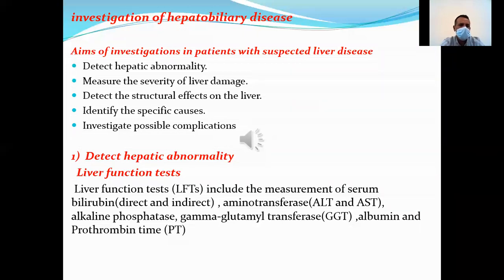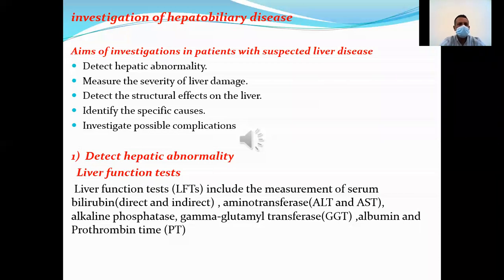So our aims of investigation of patients with suspected liver disease: firstly, detect hepatic abnormality. We need tests to detect whether the liver is abnormal or normal. Yes, there are investigations specific for this aim. Second aim, measurement of the severity of liver damage: is it severe, mild, or moderate?